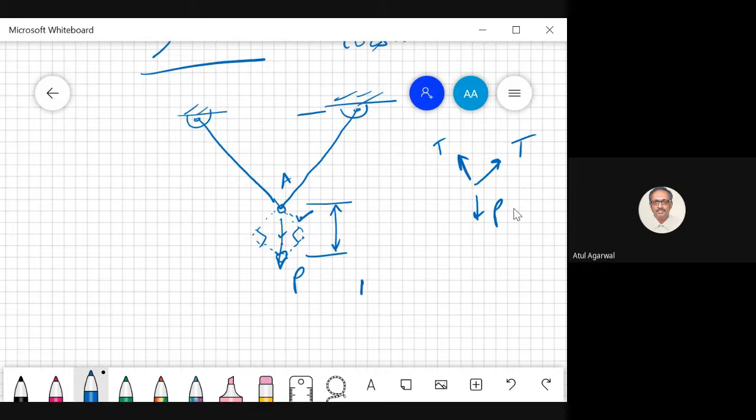And what is the work done? Work done is half P into this delta. So you come to know what is the work done by the external force, and you equate it to the strain energy. You also find the strain energy stored in these two bars. They have to be equal.